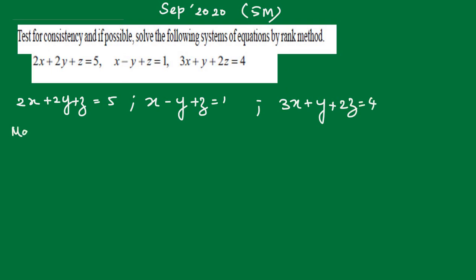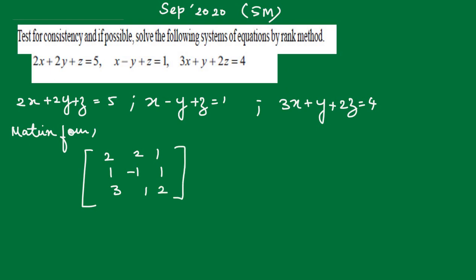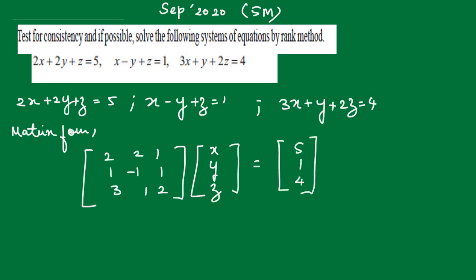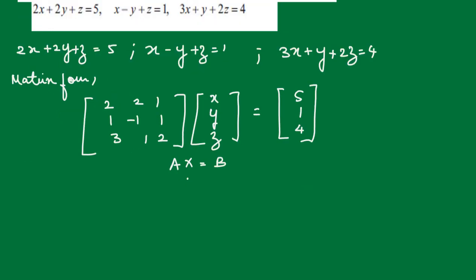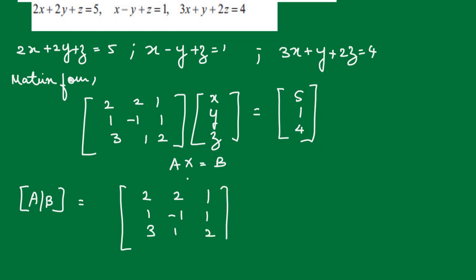What is the procedure? We write the matrix form first. The coefficient matrix is [2, 2, 1; 1, -1, 1; 3, 1, 2], the coefficients of x, y, and z in the 3 equations. Next, the unknown variables x, y, z are equal to the constants 5, 1, and 4. Now, the equation is of the form AX = B, where the augmented matrix [A|B] can be written with A matrix [2, 2, 1; 1, -1, 1; 3, 1, 2] and B matrix [5, 1, 4].